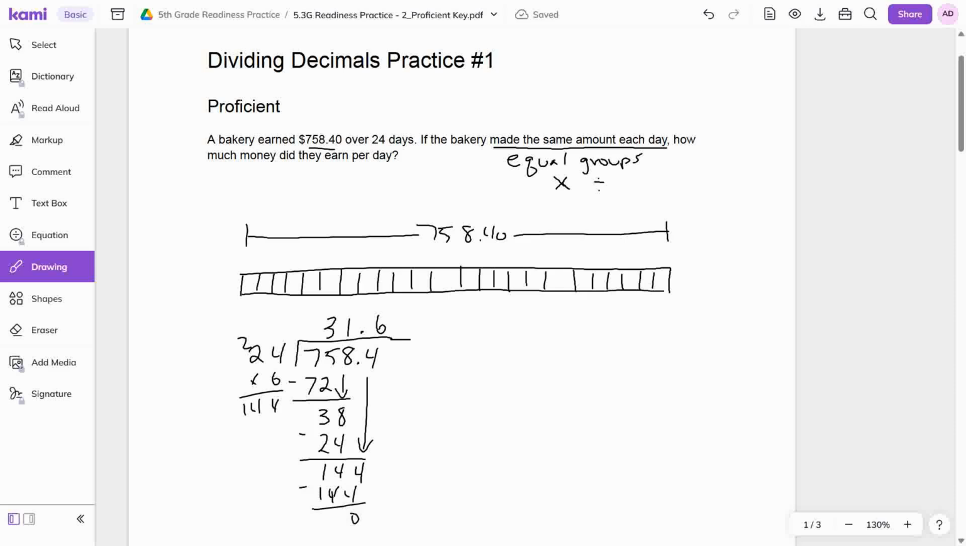And so 31.6. So we need to put that back in dollars and cents. We can say the bakery earned $31. Now we'll add that zero back in. So 31.60 each day.